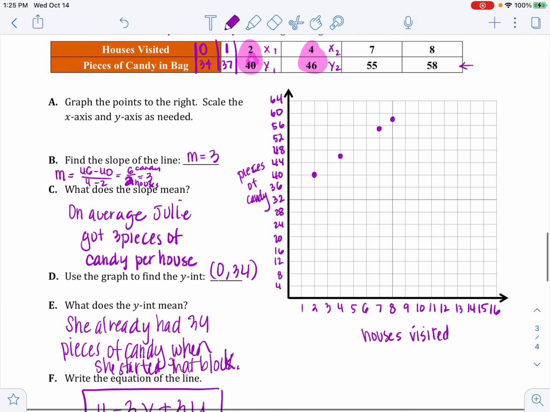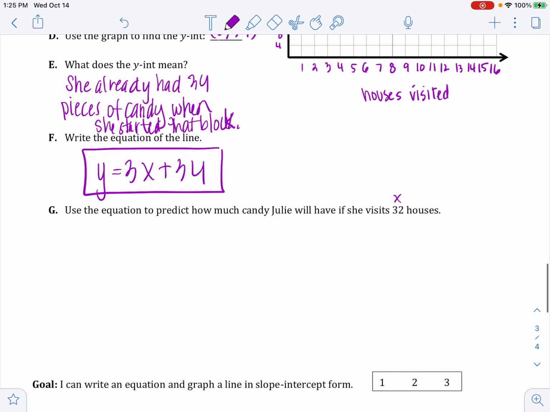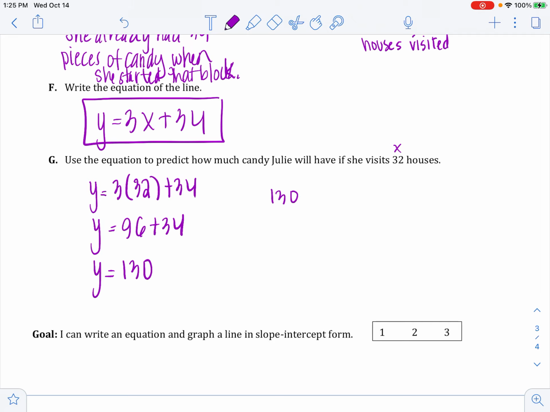So first off, I'm going to look back at my table as houses x or y. Houses is an x. So they're saying when x is 32, what will y be? So I'm going to do y equals 3 times 32 plus 34. So y equals 96 plus 34. Y equals 130. So the prediction is she'll have 130 pieces of candy.